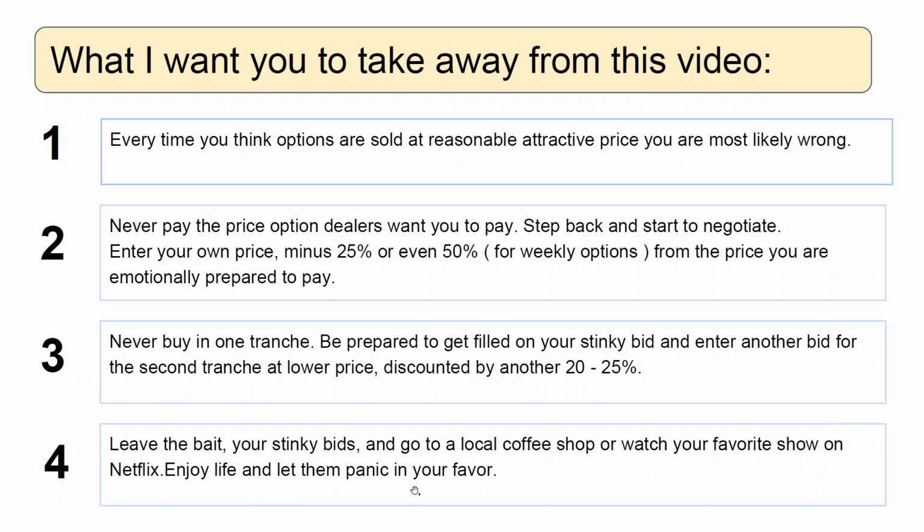My fourth advice is, once you actually input those orders into the system, leave the bait, your stinky bids, and go somewhere. Just don't stare at those orders, because again you will start to doubt. You will think, what if you need to change that price? And I've been there. I did that, and every time I changed the price I had calculated, I regretted it later, because that was the price where options topped or bottomed, but because I doubted, I let my emotions prevail.